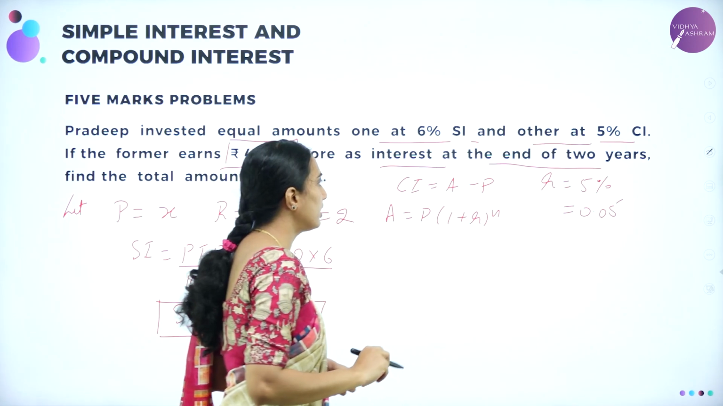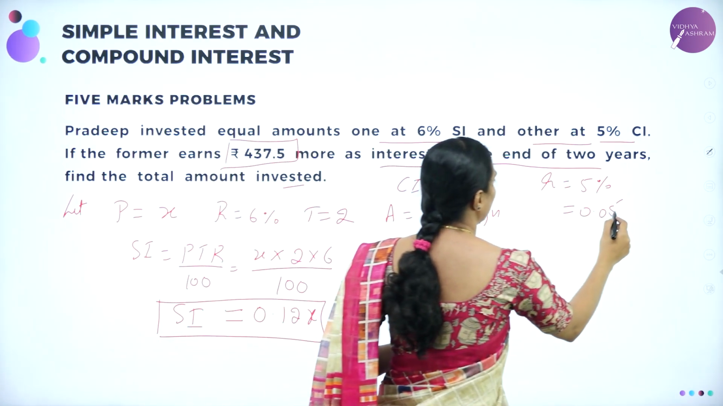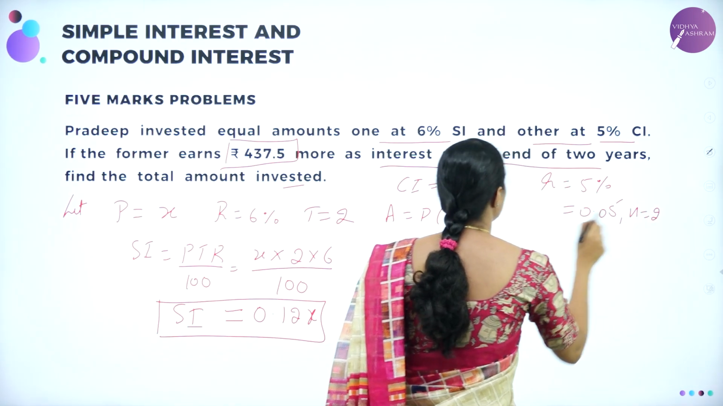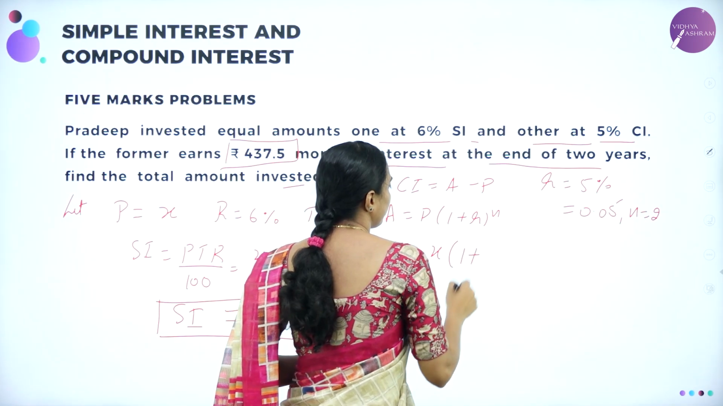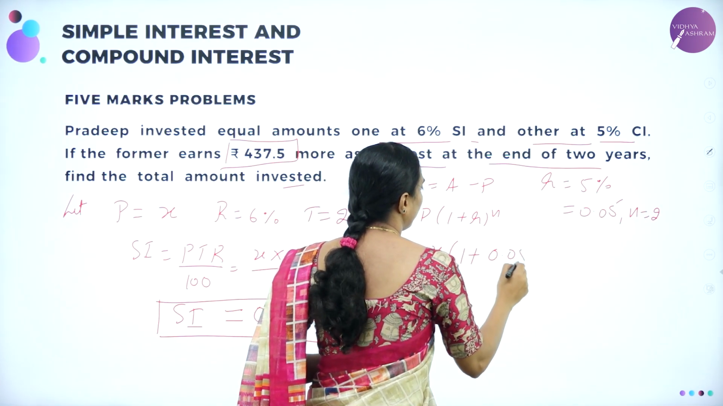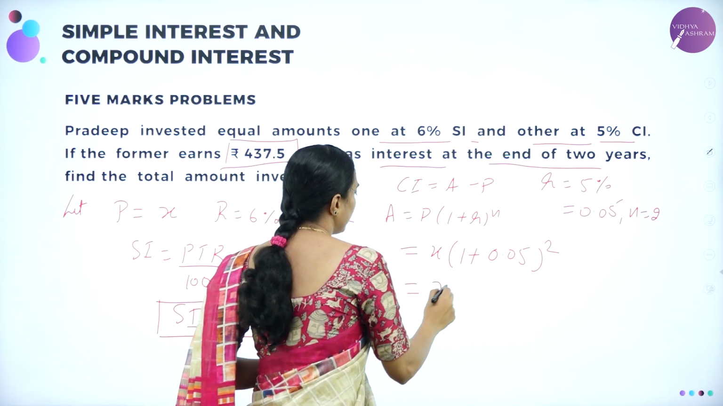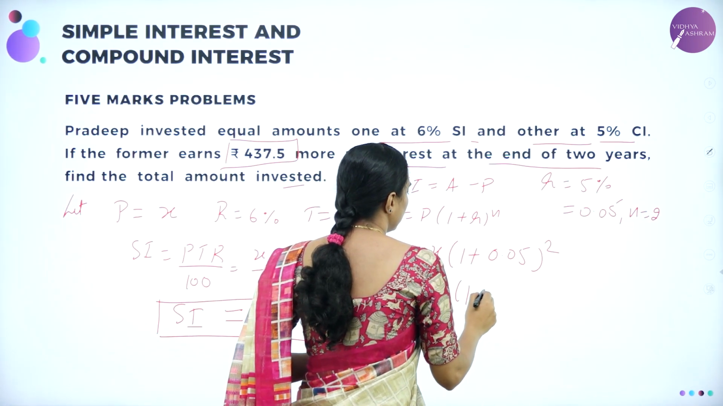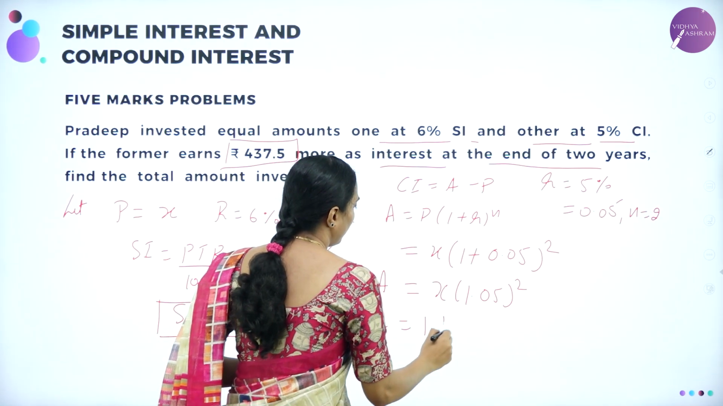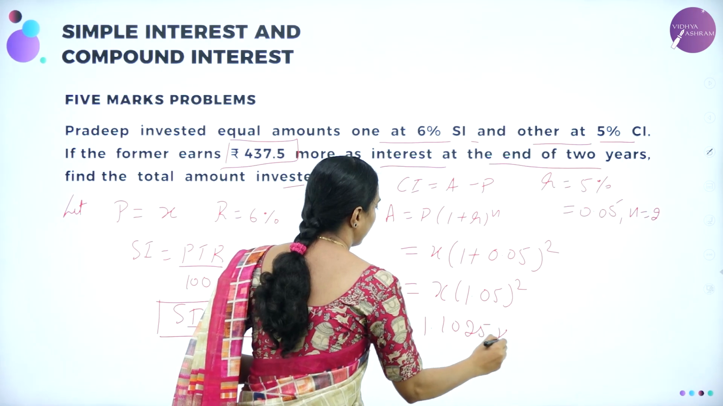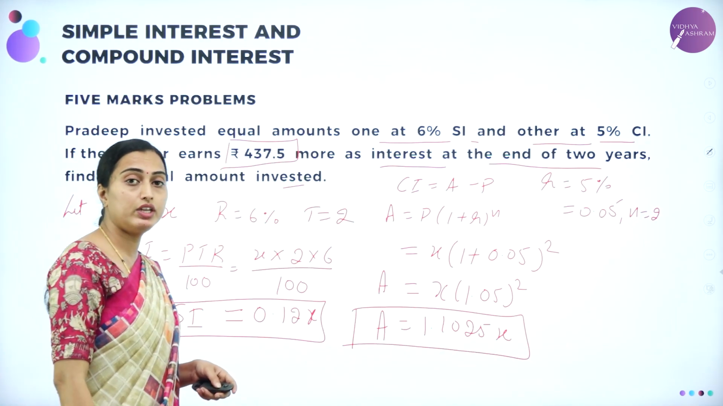Now N is equal to how many years? 2 years. So A will be equal to P, we don't know, into 1 plus R, which is 1 plus 0.05, whole squared. So A will be equal to X into 1.05 whole squared. A will be equal to 1.1025x, right? This is the A value we needed to calculate.